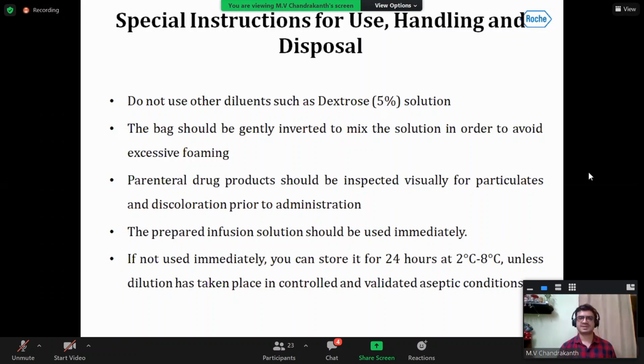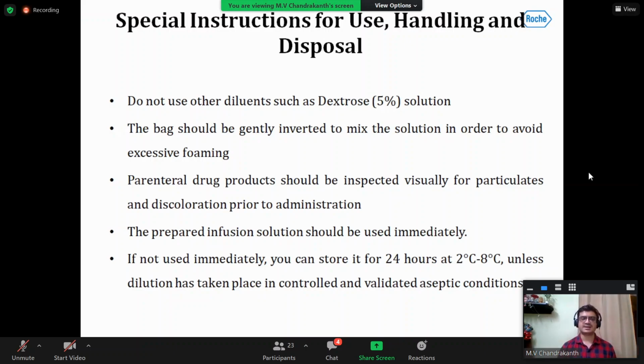So what are the special instructions for using, handling, and disposal? So we should not use diluents like 5% dextrose. The bag should be gently mixed. It should not be turbulent. So we should have gentle mixing, and we should avoid foaming because these are delicate monoclonal antibodies. Vigorous shaking may cause loss of potency of these drugs.